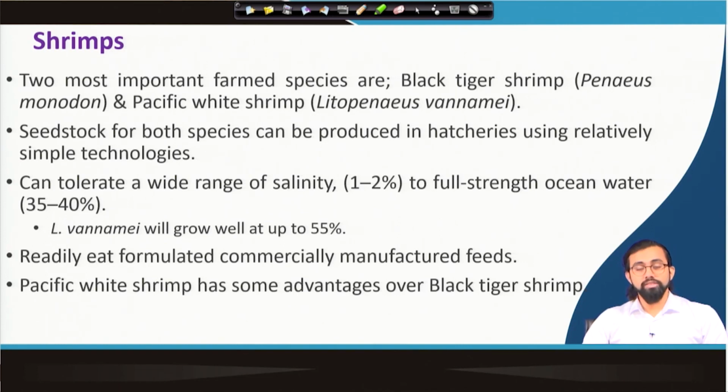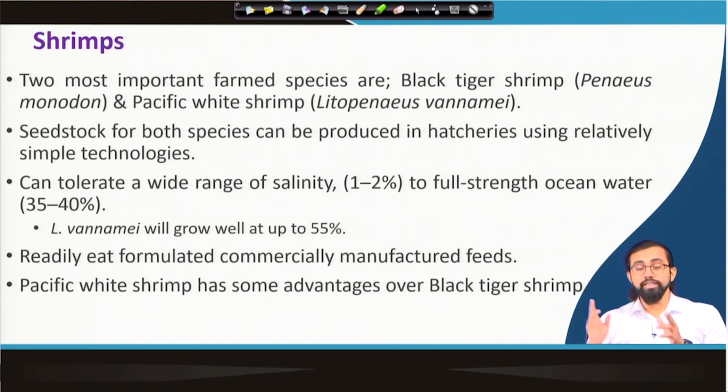The most important farmed species in shrimp culture are the black tiger shrimp, Penaeus monodon, and the Pacific white shrimp, Litopenaeus vannamei. These two species are very much sought after all over the world, and people want them because of their specific taste, their availability, and their market demand. The seed stock for both of these species can be produced in hatcheries using relatively simple technologies.